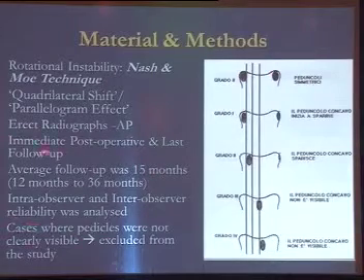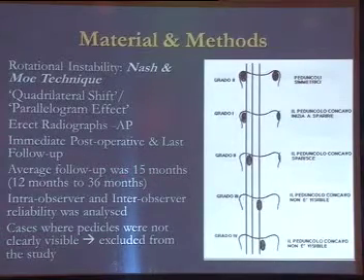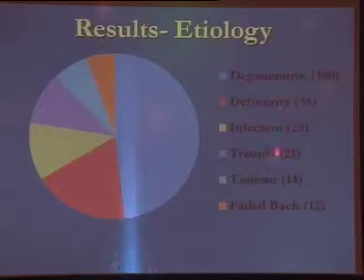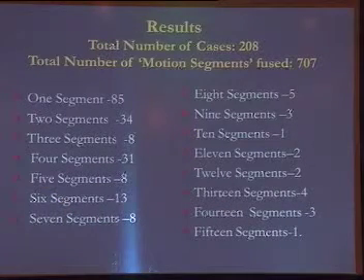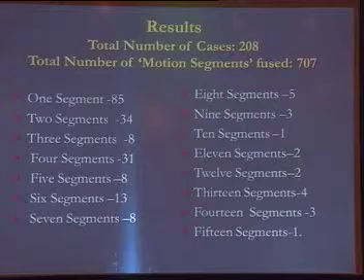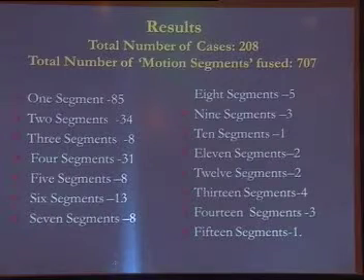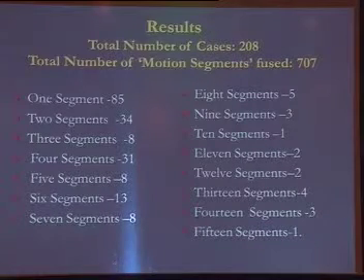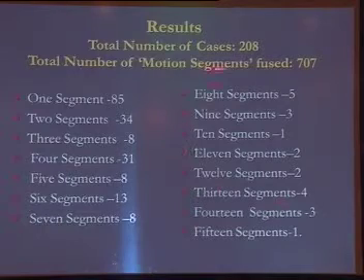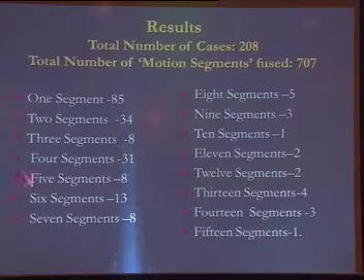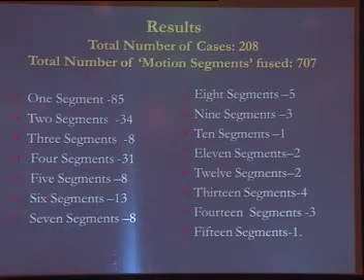The average follow-up was about 15 months, and we assessed inter-observer and intra-observer reliability. There was a proportional representation of all kinds of etiology that we see in our day-to-day practice, degenerative being the maximum. The number of crosslinks that we use in day-to-day practice depends upon the number of levels which we fuse. It may vary from one crosslink to sometimes up to four crosslinks that I have seen in my experience. Now, in this particular study, there were 707 segments that were fused or studied, ranging from one level fixation to up to 15 level fixation. 15 level fixation meaning you need to put more crosslinks.